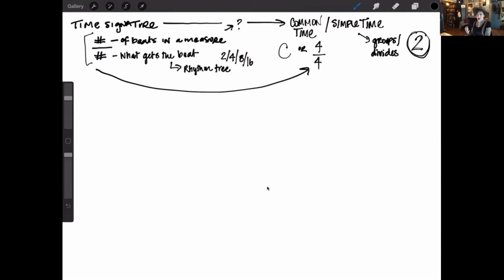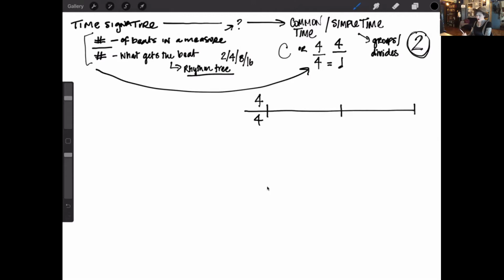So what does a measure, a unit of 4/4 look like? Well, there are 4 beats in the measure, and what gets the beat? 4. Okay, well, what does 4 stand in for? In regards to the rhythm tree, the 4 stands in for the value of a quarter note. This literally means that there are 4 quarter notes in every measure or set duration. So we're listening or looking at a piece of sheet music. 4/4 starts off our piece.